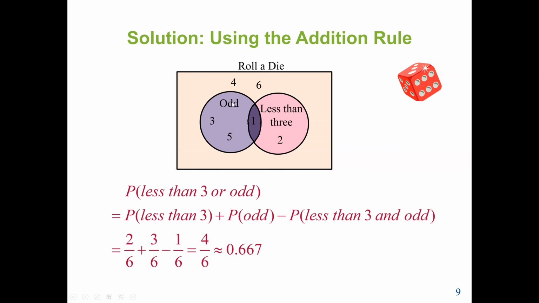So for example, odd will be 1, 3, 5, and less than 3 will be 1, 2. So 2 over 6. And the reason why we are using 6, again, is the die has a total of 6 sides. So 2 over 6 plus 3 over 6 minus 1 over 6. And that gives us roughly 0.667.